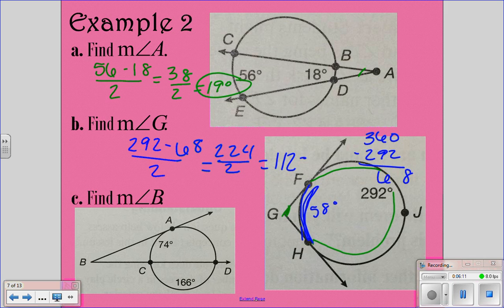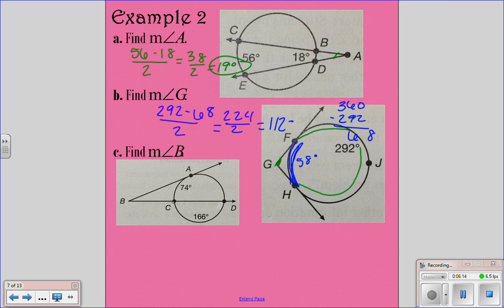Okay, looking at the next one, they tell us that this part of our circle is 166, and then this part here is 74. Since we're looking for angle B, we need to know this arc and this arc. So again, we know these two pieces of our circle, and so this third piece, we're just going to have to figure out what 360 minus 166 minus 74 is. And so that's going to give you 120.